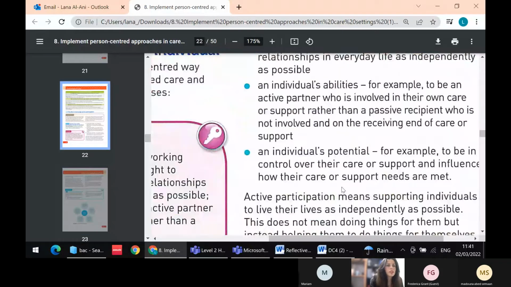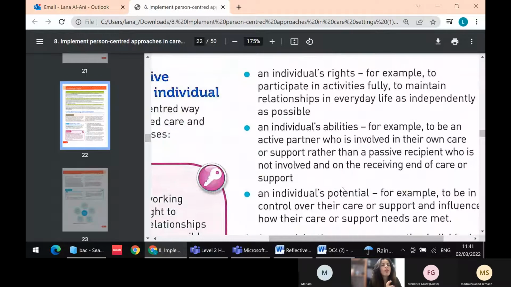It's here. We just discussed it. So first of all, as a benefit, the individual will have their own rights. So for example, if they participate in their activities fully, that will maintain good relationships with others. They will live their life independently. Also, the individual's abilities. If they participate, that will encourage them to develop their abilities. They will become active partners. They will be involved in their care and the support which they are receiving. Also, the individual will fully fulfil their potential. For example, they will take control of their own support. Their needs will be met. Their preferences will be met. Everything they want will be met.